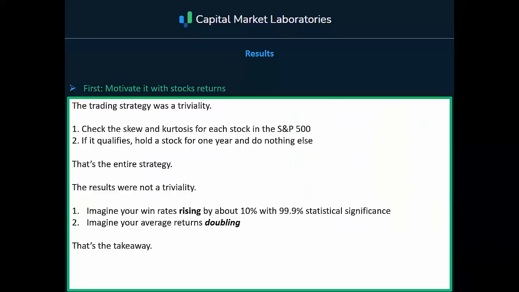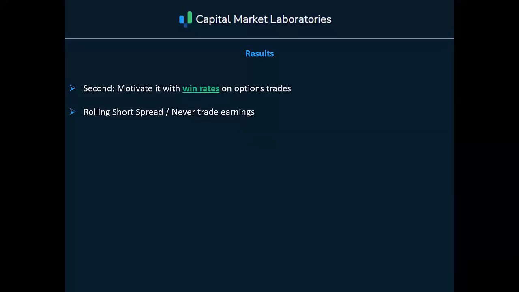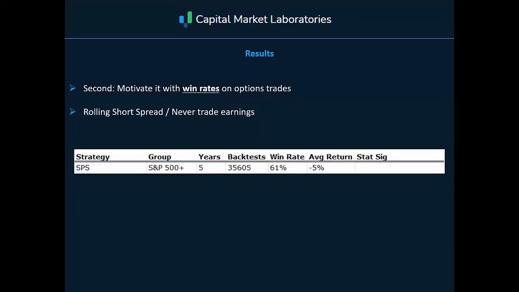So I said, first, we would motivate it with stock returns. We've done that. I said, second, we would motivate it with win rates on option trades, not returns, first win rates. So I tried something really boring. I took a put spread and I just did it every month for every company in the S&P 500, same group. That's all I did. Every month. I didn't care if there were earnings, there weren't earnings, technicals, didn't care, blindly. Every 30 days, roll, sell a put spread, sell a put spread, sell a put spread.